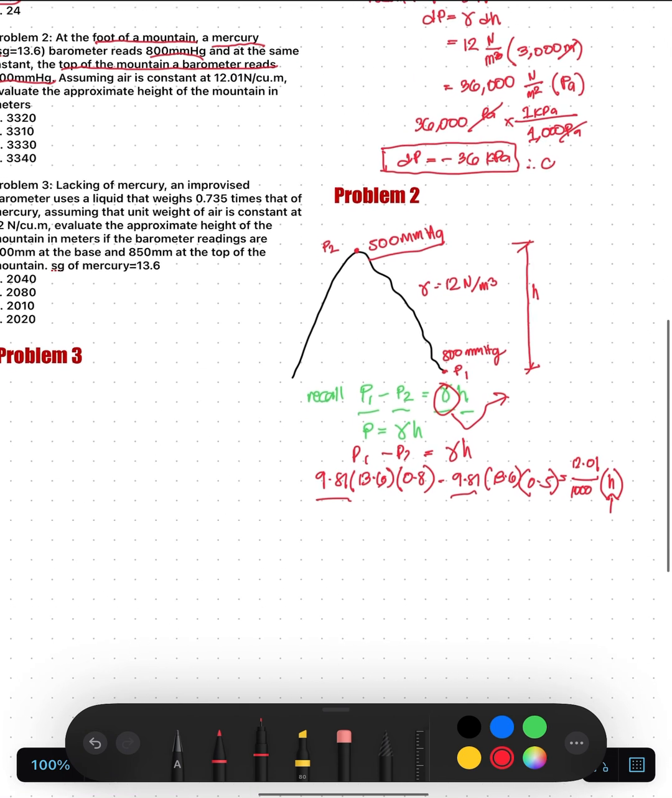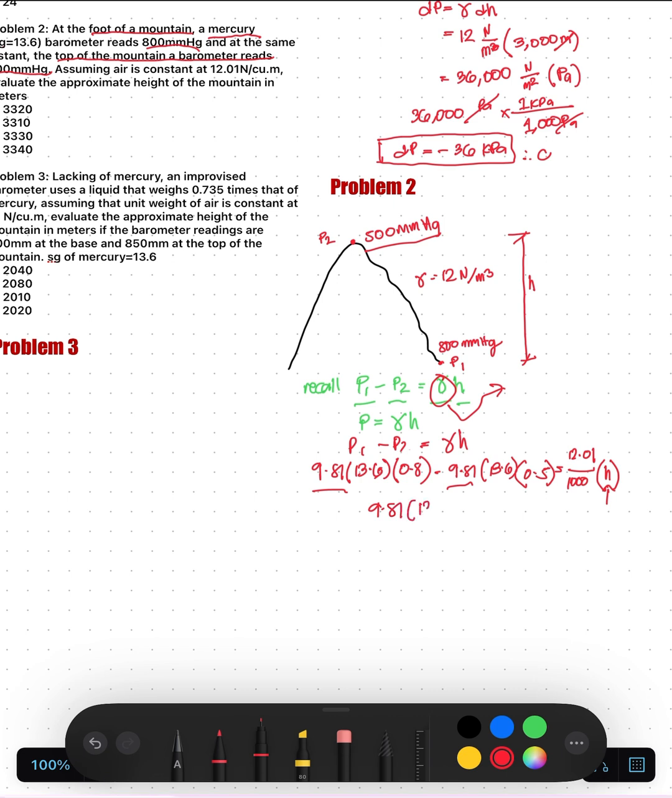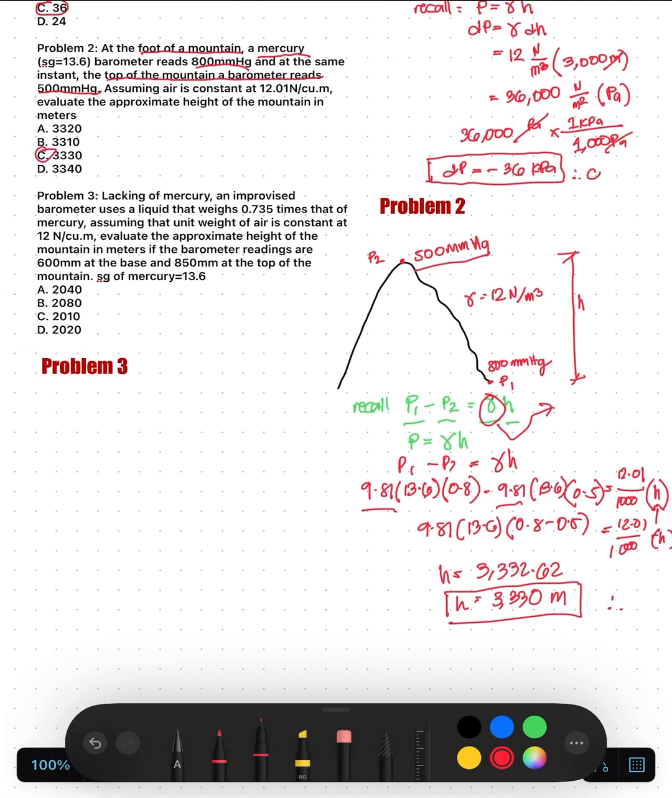If we simplify this, 9.81 times 13.6 times the quantity 0.8 minus 0.5 is equal to 12.01 over 1000 times h. So what is the value of our h? It is 9.81 times 13.6 times 0.8 minus 0.5, all over 12.01 over 1000. So our height is 3,332.62, or from the choices, that is 3,330 meters. Letter C.